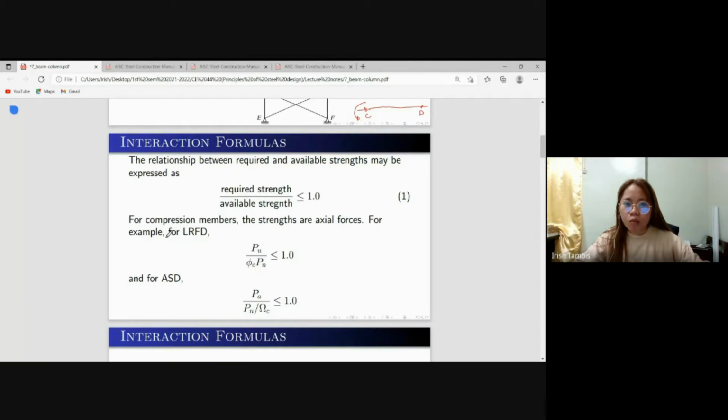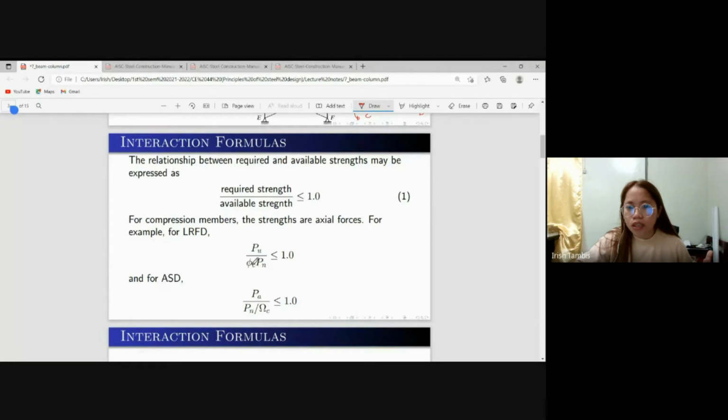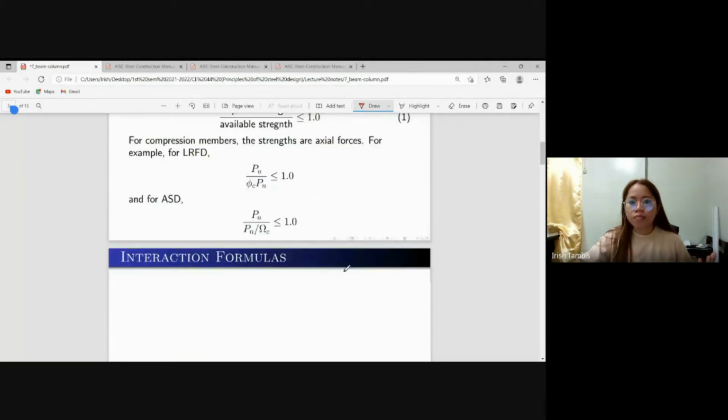This is actually the same with this concept for compression members. The strength are axial forces. Now, for example, for LRFD, we have this, the ultimate loads, P sub U. This is from the combined loads or the factored loads divided by the phi sub C, the resistance factor, times the nominal strength, should be less than or equal to 1.0. As well, for ASD, naglahi lang siya, this is the allowable strength sa ubos, which is equal to nominal strength divided by the factor of safety, no? Should be less than or equal to 1.0. The P sub A, this is the applied loads, or the load combination for ASD.